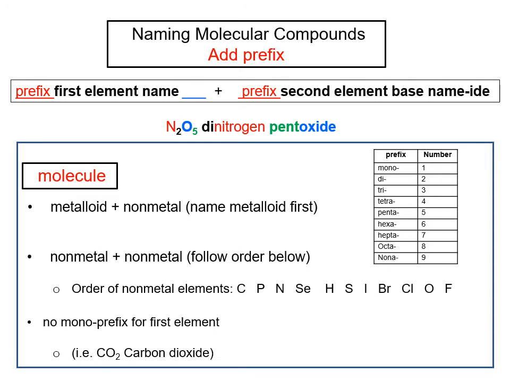And then the last rule is that if mono is the prefix at the very beginning of the first element, then we just drop it. So for example, instead of saying monocarbon dioxide, we just name it as carbon dioxide. We do not include mono if it's at the beginning of the first element.